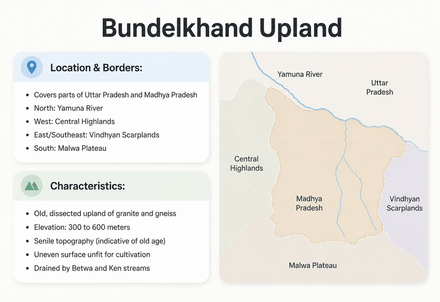Next is the Bundelkhand upland, stretching across parts of Uttar Pradesh and Madhya Pradesh. It is bordered by the Yamuna River to the north and the Malwa Plateau to the south. This is an old, heavily dissected upland made of hard granite and gneiss.